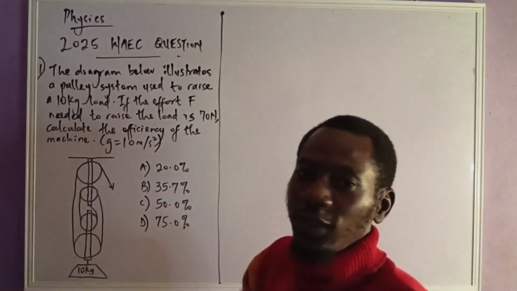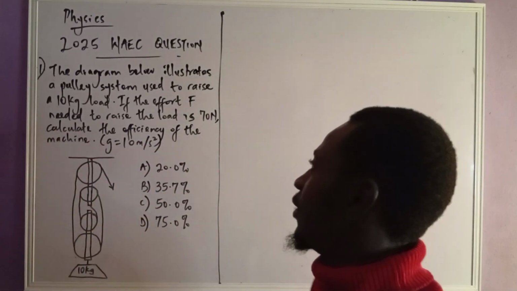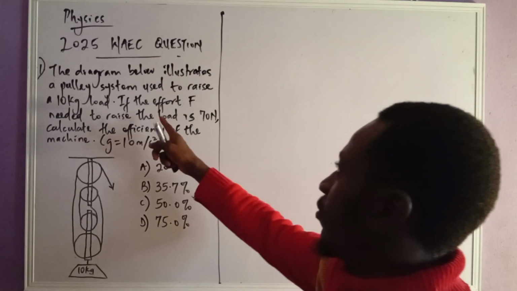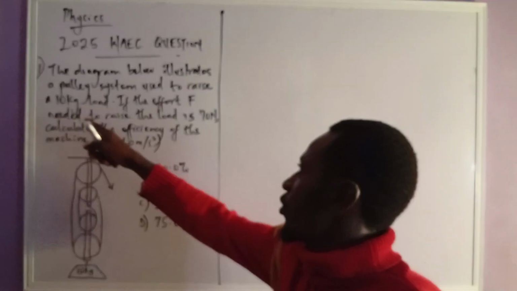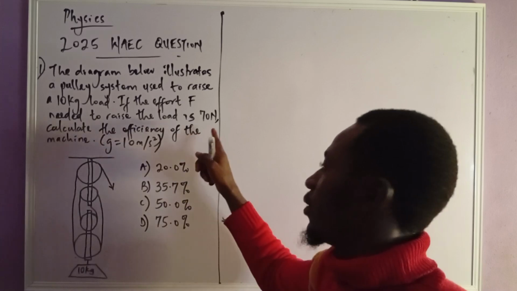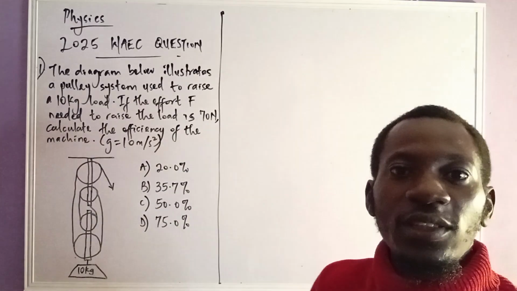The first question in the objective questions. The question says, the diagram below illustrates a pulley system used to raise a load of 10 kilograms. If the effort F needed to raise the load is 70 newtons, calculate the efficiency of the machine.